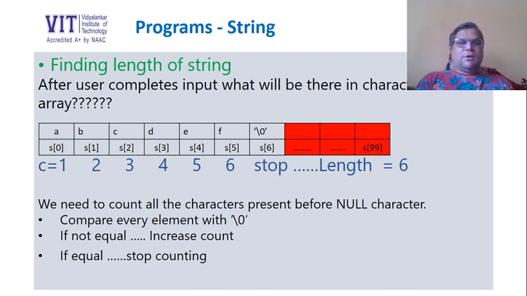Then we will initialize a counter to 0 and keep on comparing every element of this array with the null character. Every time it is not matching with the null character, we will increment the count. The moment it is matching with the null character, we will stop the repetitions and display the length of the string to the user. Okay, let's go to Turbo C.